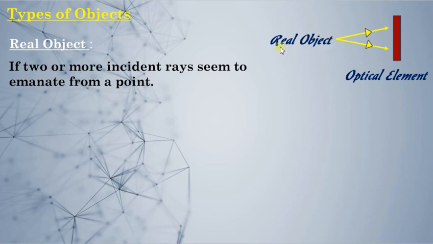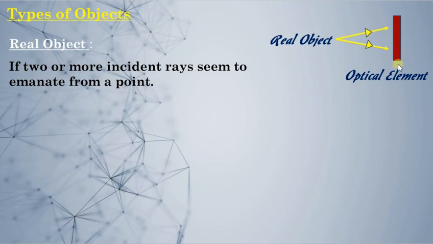Here, if two or more incident rays seem to emanate from a point, meaning they start coming from a point, then that point is called a real point object. Now here from the real object you are able to see two rays are coming and they are falling on an optical element. Now what is an optical element? An optical element can be any plane mirror, plane glass, concave mirror, concave lens, convex mirror or convex lens, whatever it may be. That is the optical element.